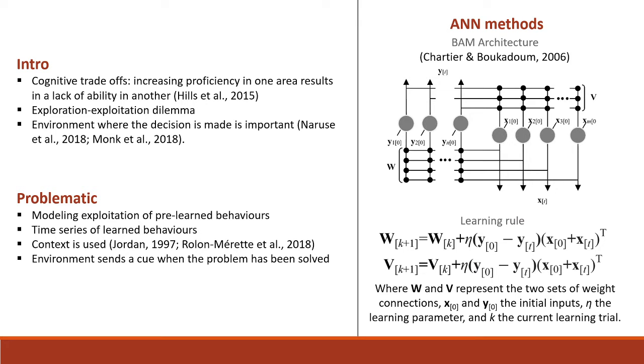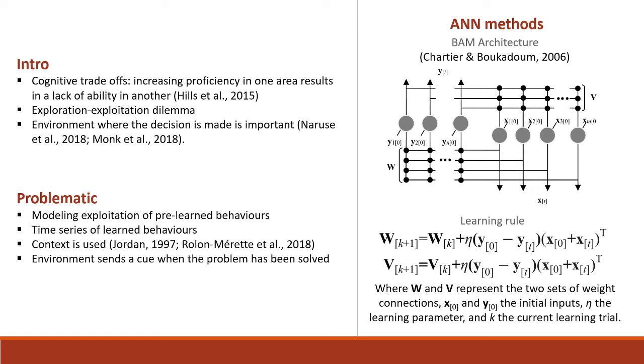These mechanisms come with several different trade-offs, where increasing proficiency in one area may result in a lack of ability in another. One of these problems in cognition is the exploration-exploitation dilemma, where an organism must choose between exploring its environment to learn new things at the risk of wasting energy, and exploitation, where it uses its prior knowledge at the risk of missing a more optimal solution.